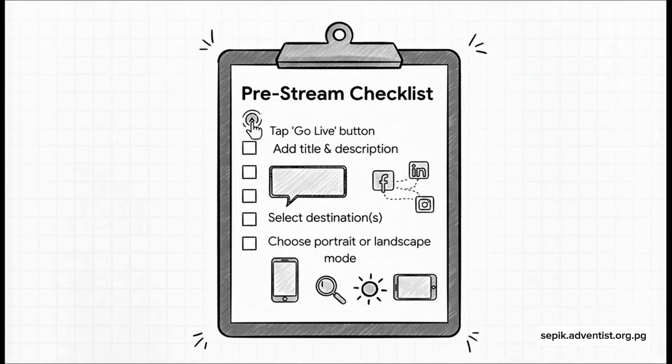So once you're all set up, you just tap that big Go Live button to get your stream ready. This is where you'll add a catchy title and a good description, pick where you're gonna stream to, choose your orientation, vertical or horizontal, and make any final little camera tweaks. Think of it as your final pre-flight checklist before you take off.